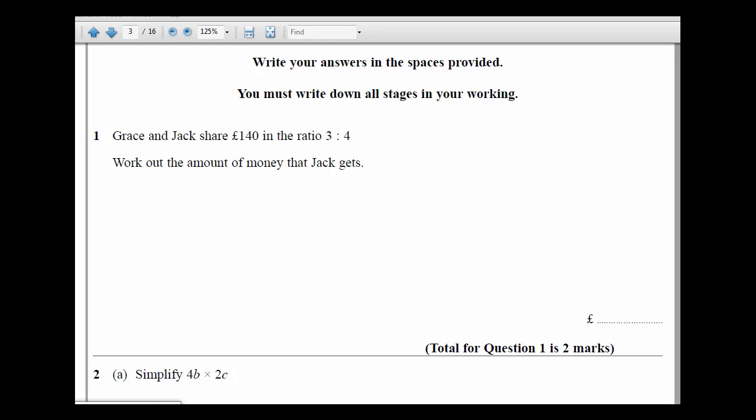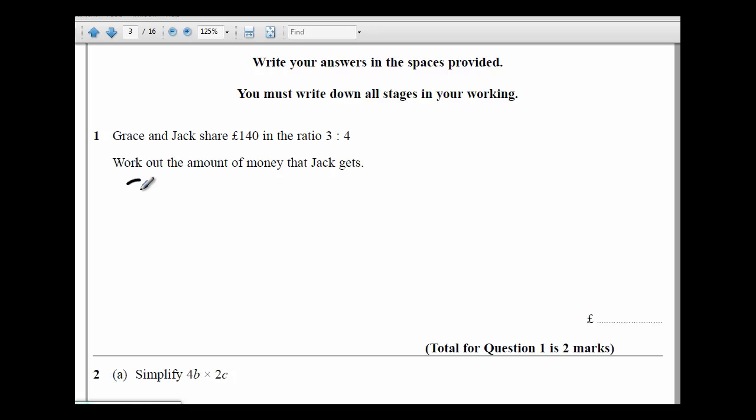Okay, so as requested, here is the example of a Unit 2 paper. This is the November 2010 paper. Let's start with question 1, a question on ratio. Grace and Jack share £140 in the ratio 3:4. Work out the amount of money that Jack gets.